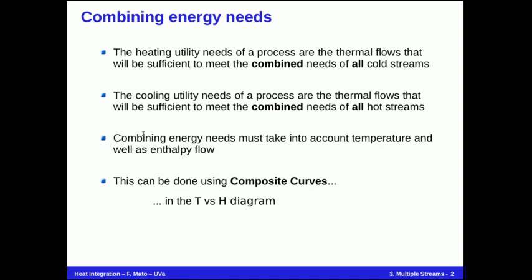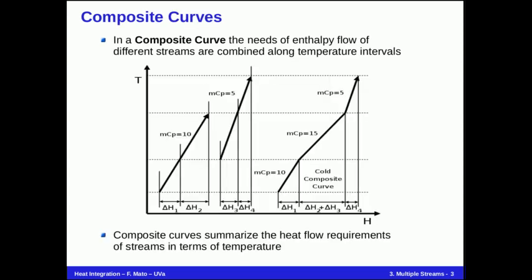Then we must combine the energy needs of hot streams and cold streams, and this combination must take into account both temperature and enthalpy flows. For doing that, we're going to use composite curves in the temperature versus enthalpy diagram. In a composite curve, the needs of enthalpy flows of different streams are combined along temperature intervals.